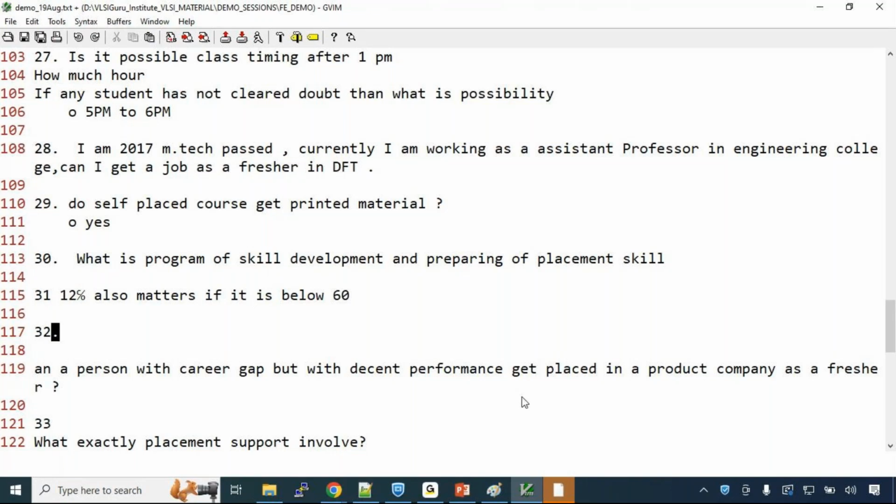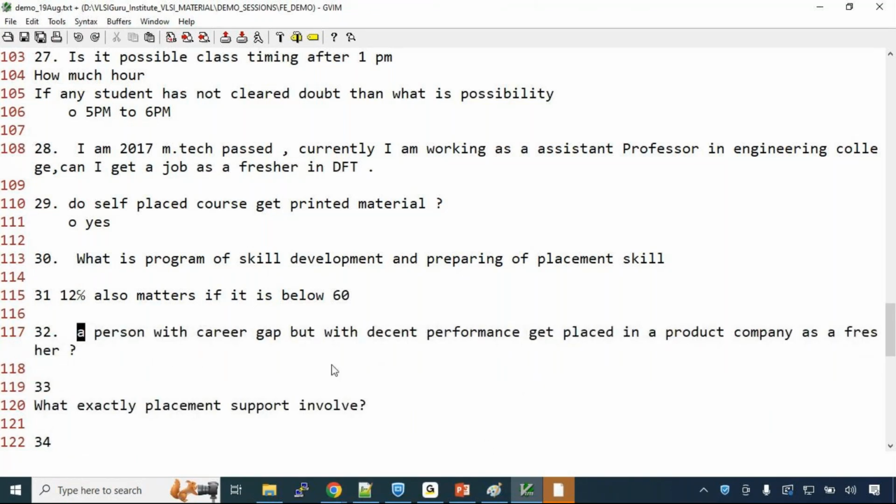Can a person with a career gap but with decent performance get placed in a product company as a fresher? No. Unless you have some contacts, you won't get placed. Because frankly speaking, getting into a product company is not going to be easy. If a company like Qualcomm has to hire, will they hire from NIT, IIT, or will they hire from a normal college?